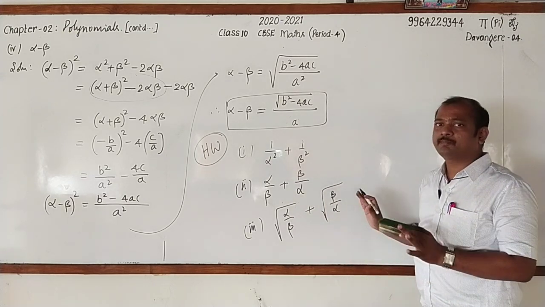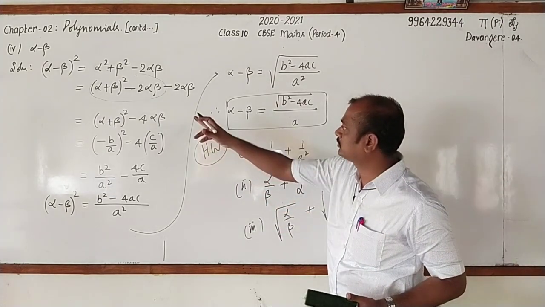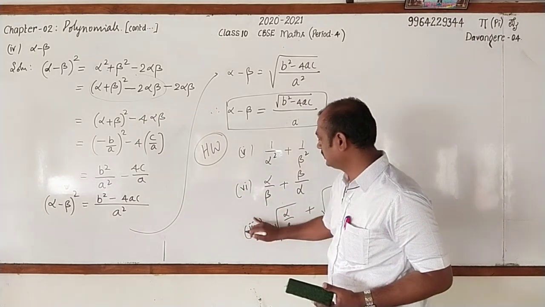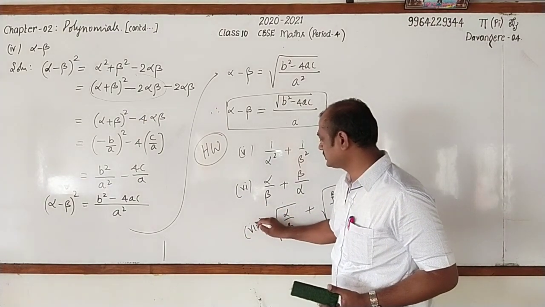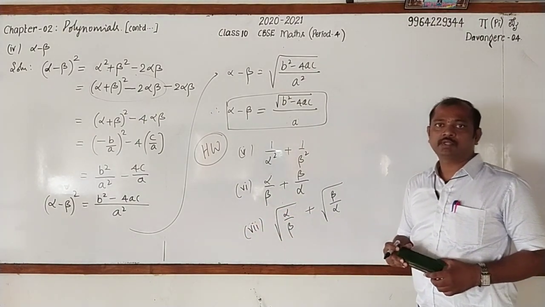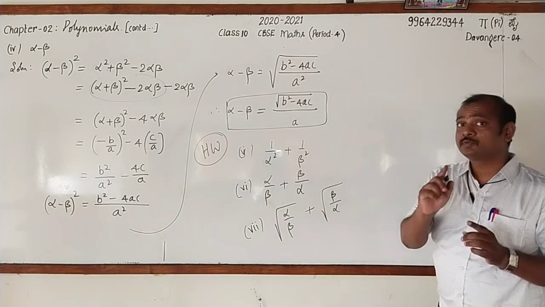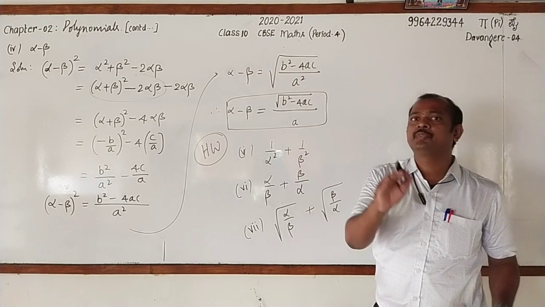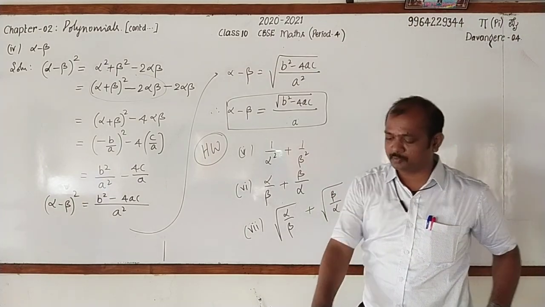And the third one, you can go for square root of alpha by beta plus square root of beta by alpha. It is just for practicing only. You can continue the numbers. Total 4 are over. This is the fifth one and this is the sixth one. You can take this as the seventh one. Okay? Yes. This is one type of problem. Very important.